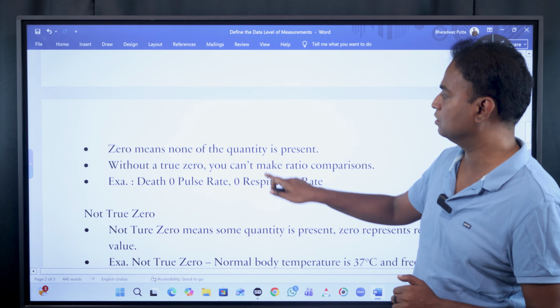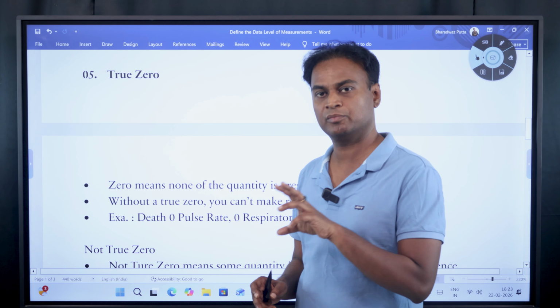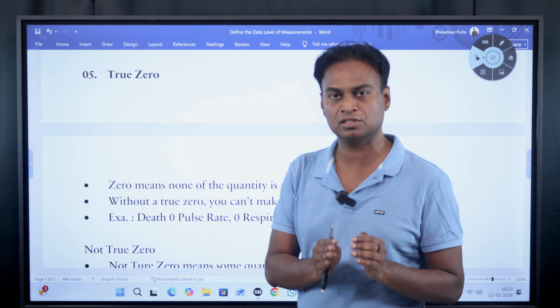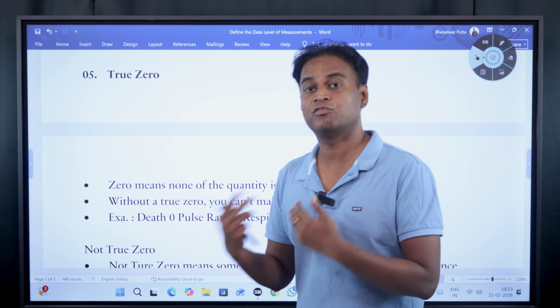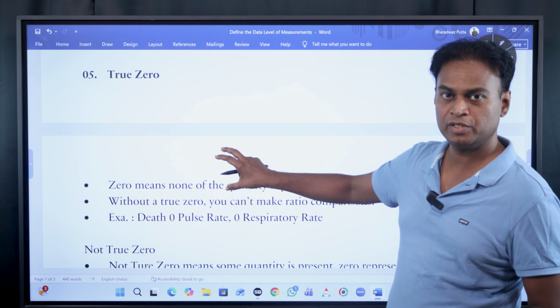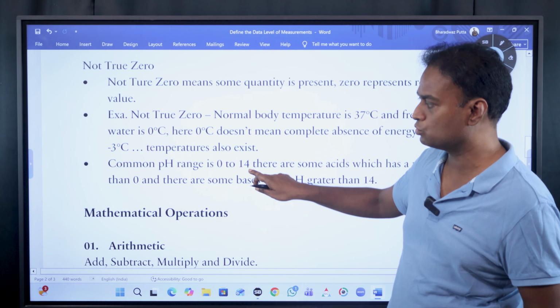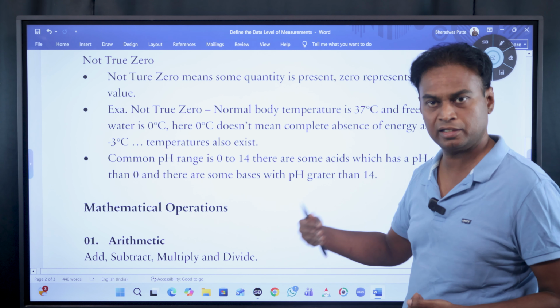But with weight, one person can be 40 kgs, one person can be 80 kgs. The 80 kg person is twice that of a 40 kg person. When there is true 0, ratio is meaningful. When there is no true 0, the ratio cannot be calculated. Even if you calculate, it is not meaningful. It is very important to understand true 0 and not true 0, because it comes again and again.